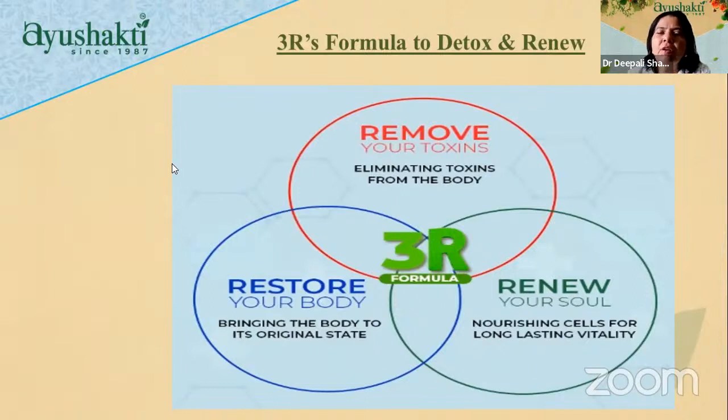Once you soften your toxins, once you melt your toxins, and then you remove them out of your body, then slowly you go back to restoring your health, bringing your body to its original state. When you have an ailment, a lot of toxins are already accumulated. So once you remove these, you go back to restoring normal health. And finally, when you cleanse and restore your body, it's extremely important to renew your cells, your system, your tissues. So nourishing cells and tissues is for long lasting vitality.